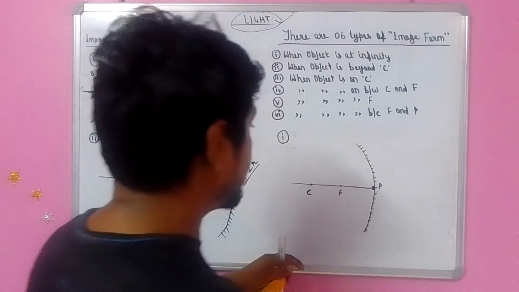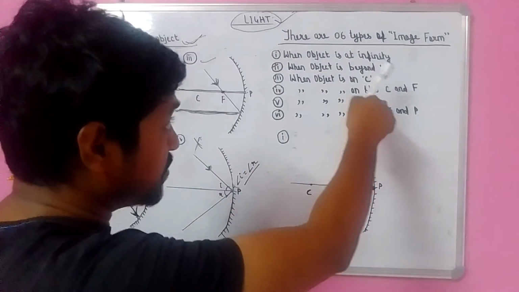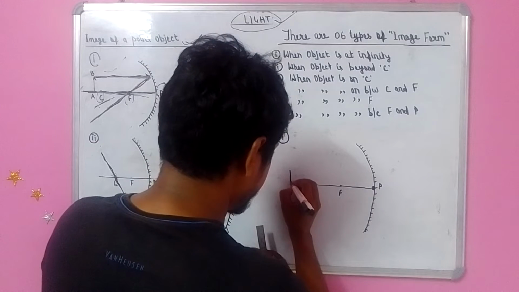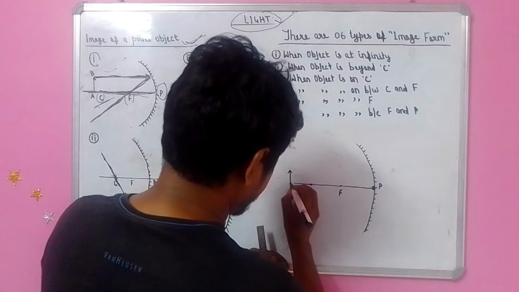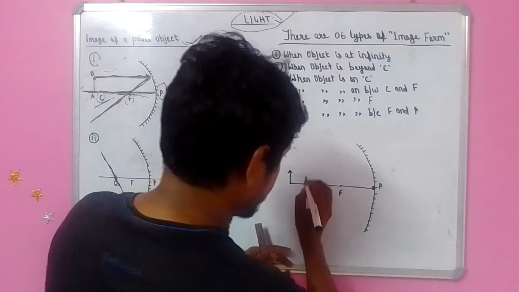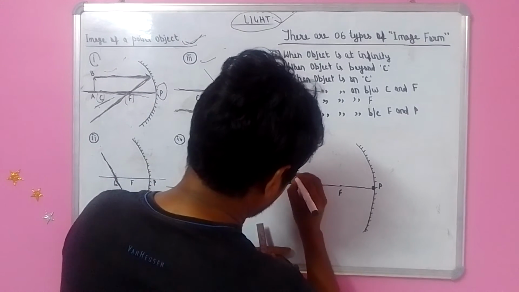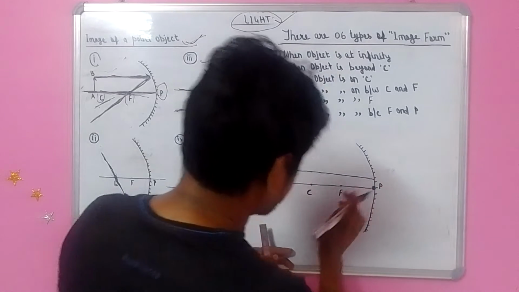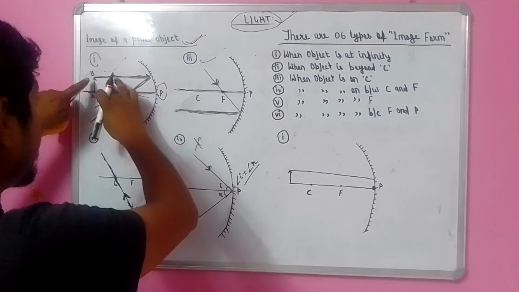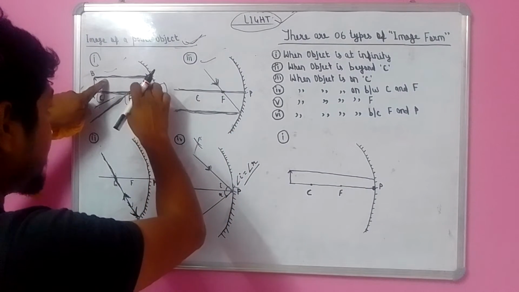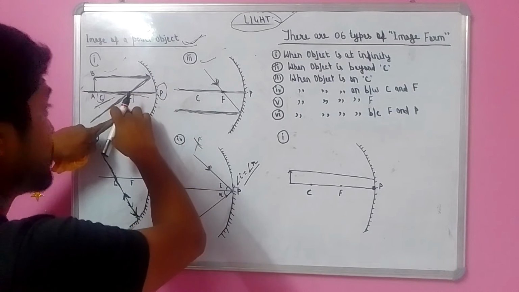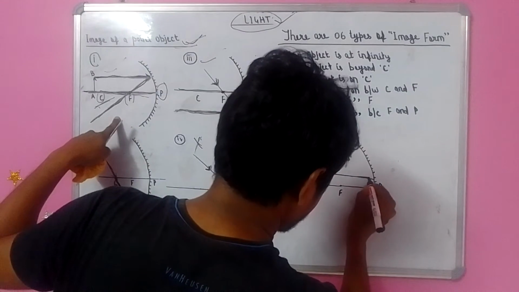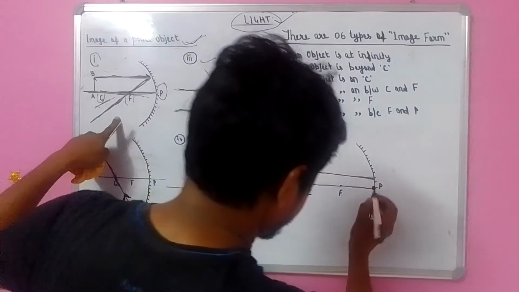You will understand first when the object is at infinity. Suppose this object is at infinity. The ray travels parallel to the principal axis. So we can see rule 1: when the ray is parallel to the principal axis, then after reflection it passes through the focus. The same condition will be applied here.